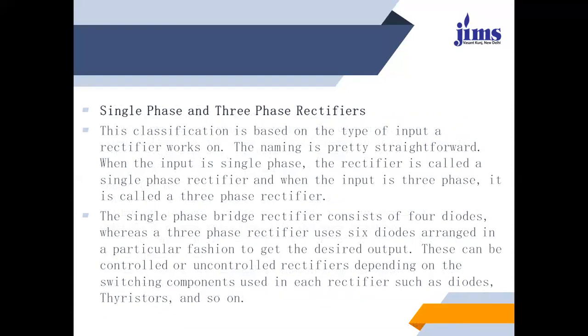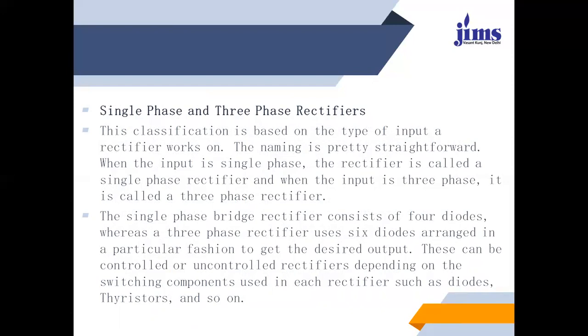Now, there is a difference between the single phase and the three phase rectifier. This classification is based on the type of input a rectifier works on. The naming is pretty straightforward. When the input is single phase, the rectifier is called a single phase rectifier. When the input is three phase, it is called a three phase rectifier. The single phase bridge rectifier consists of 4 diodes, whereas a three phase rectifier uses 6 diodes arranged in a particular fashion to get the desired output.